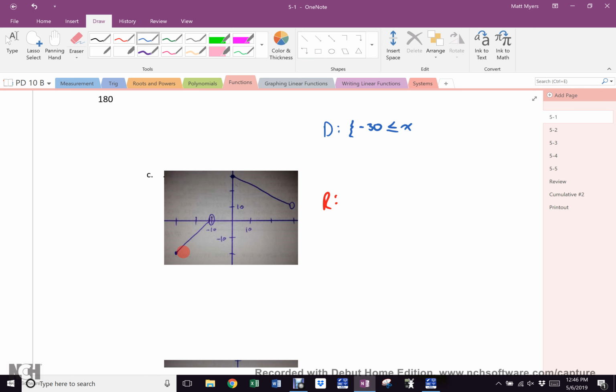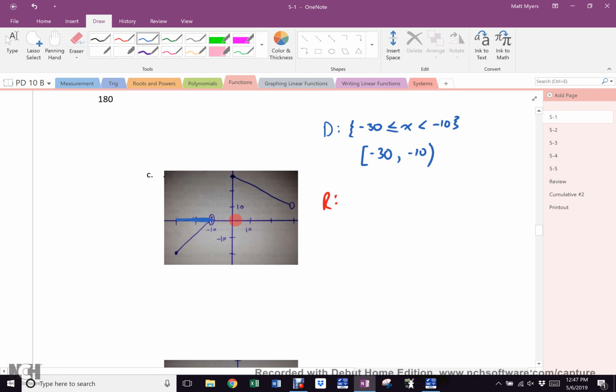Henry? No, it's not. Why? Because the dot's clear, so what arrow do I put there? A regular one. Nice. Negative 10. How would I do that in interval notation? Square bracket, negative 30, round bracket. Excellent.